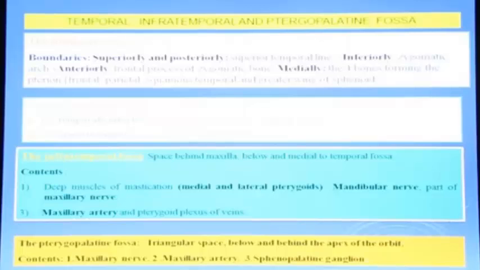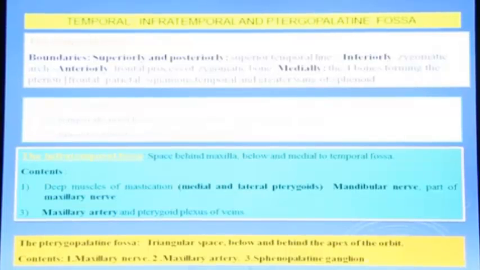but I have explained it in the previous lectures. So pterion, 4 bones: these are frontal bone, parietal bone, squamous part of temporal bone, and greater wing of sphenoid. So boundaries of temporal fossa: superior and posteriorly, superior temporal line. Inferiorly, zygomatic arch. Anterior, frontal process of zygomatic bone. Medially, 4 bones: frontal, parietal, squamous part of temporal bone, and greater wing of sphenoid.